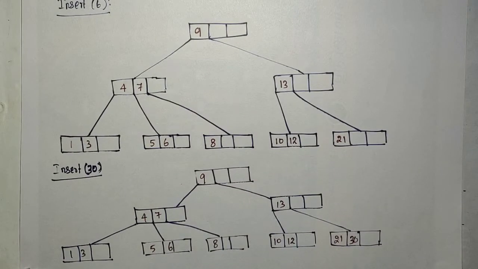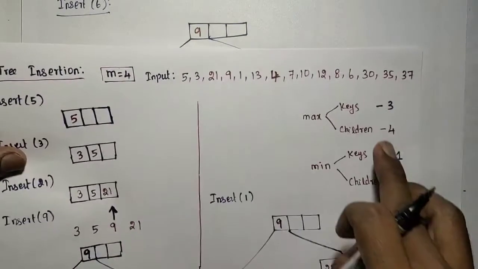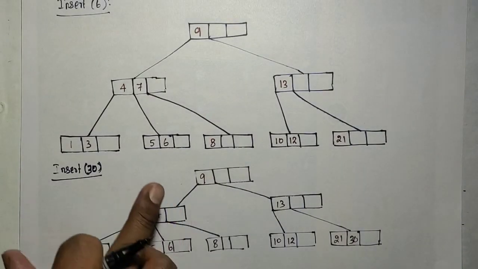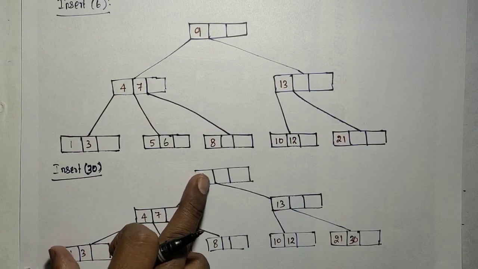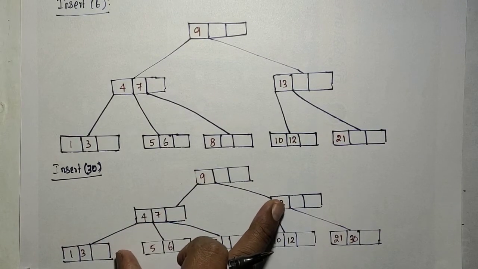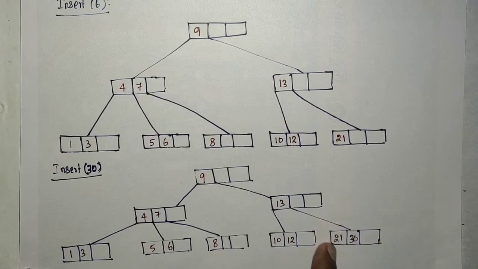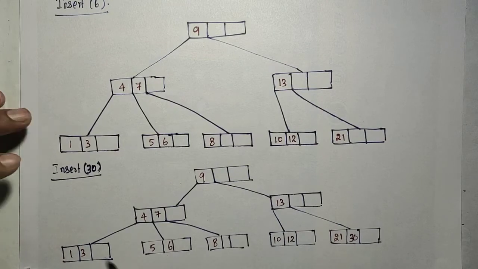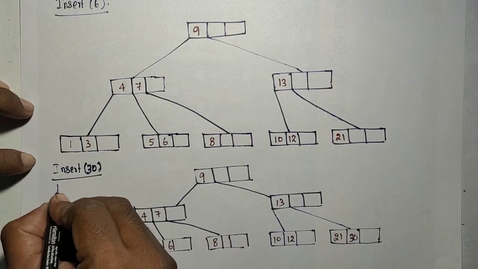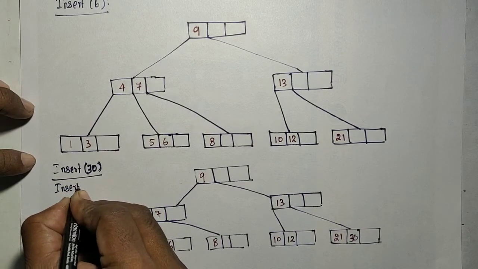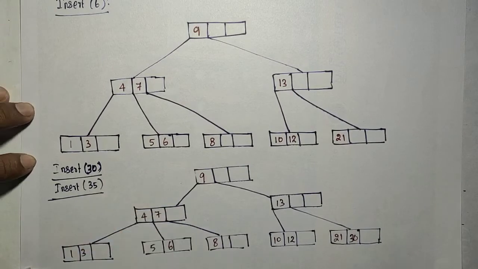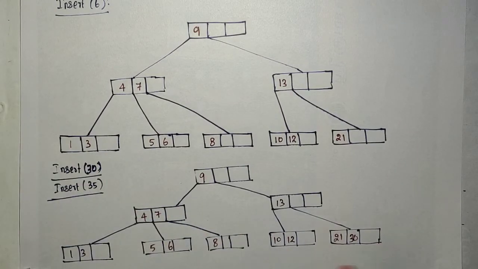So the next element to be inserted is the 35. I need to insert the 35. 9, greater than the 9, 13, greater than 13, here is the space. Now the space is available in this node, so the 35 also can get inserted in the same node. So insert 35. After completing this, the 35 also will get inserted at this position.